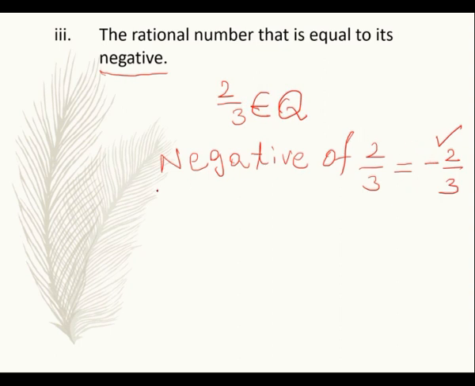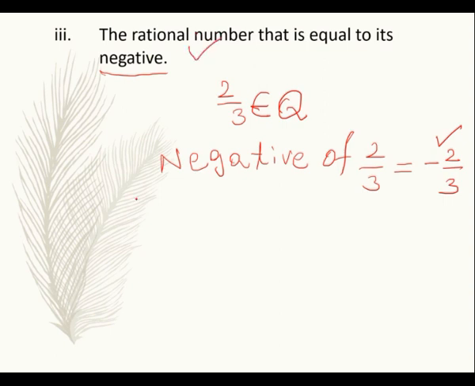And are these two equal? Do you think 2 by 3 equals minus 2 by 3? No, never. 2 by 3 is not equal to minus 2 by 3. That means, is there a rational number that is equal to its negative? That is the question. If at all there is, then write that.